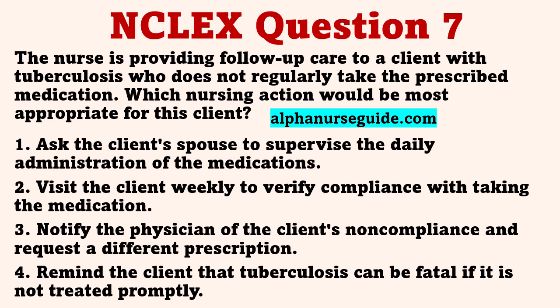The correct answer is 1. Directly observed therapy can be implemented with clients who are not compliant with drug therapy. In DOT, a responsible person, who may be a family member or a healthcare provider, observes the client taking the medication. Visiting the client, changing the prescription, or threatening the client will not ensure compliance if the client will not or cannot follow the prescribed treatment.